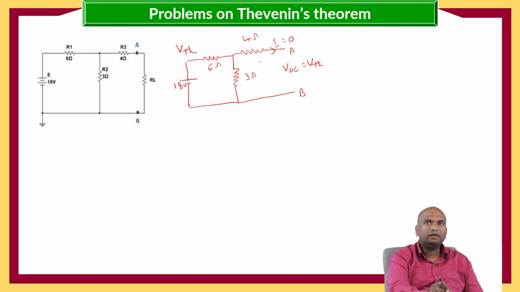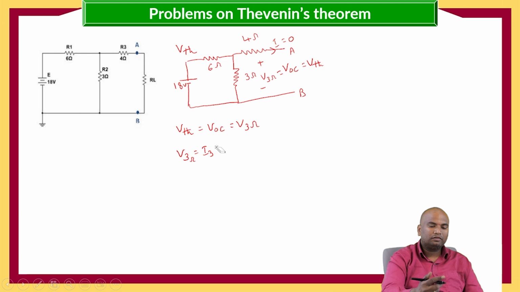So when there is no current, the voltage across the 3 ohms, V 3 ohms, is equal to VOC, that is equal to VTH. So here VTH is equal to V open circuit, that is equal to V 3 ohms. So V 3 ohms is equal to I 3 ohms into 3.